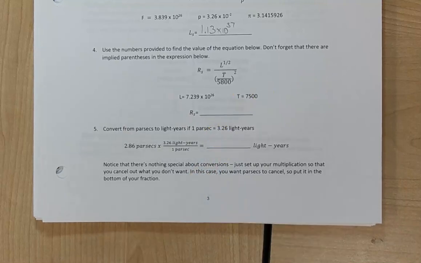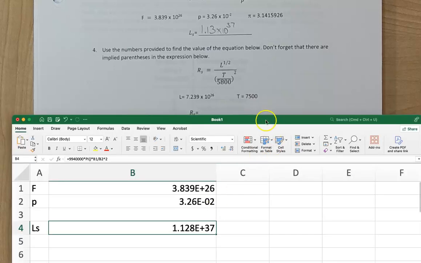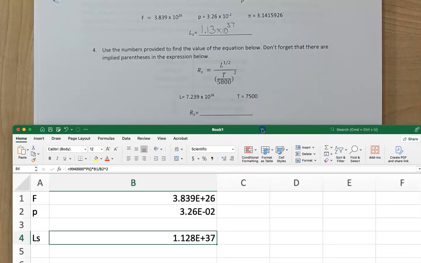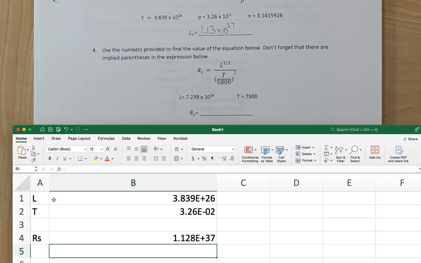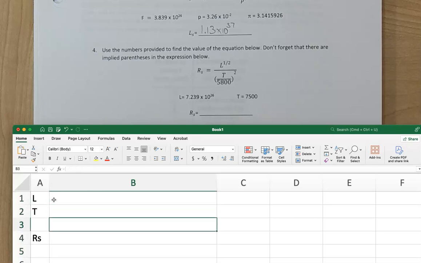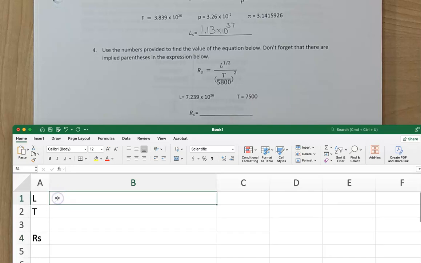Similar situation. Grab this spreadsheet here. And instead of f and p, I'm calculating R by measuring L and T. So I measure L, I measure T, I calculate R, and it's a totally different formula. So I'm going to delete my formula from L here.